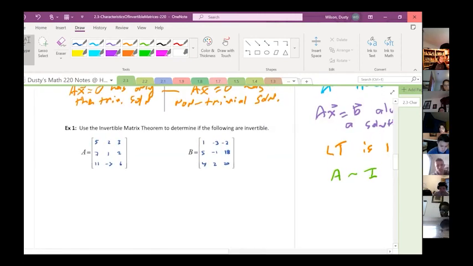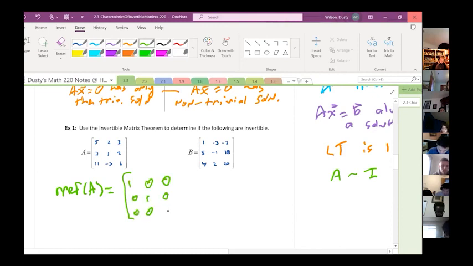So if we want to figure out whether matrices are invertible, maybe on the left side, we could row reduce, and we could REF A. And if we REF A, we're going to get 1, 0, 0, 0, 1, 0, 0, 0, 1. You see that A, and notice that it has 1, 2, 3 pivots. So since it has 3 pivots, what does that tell you about A?